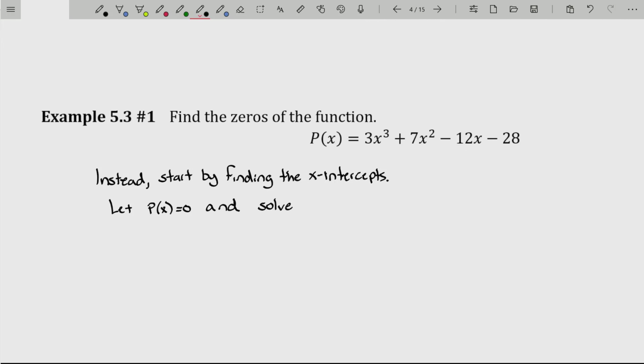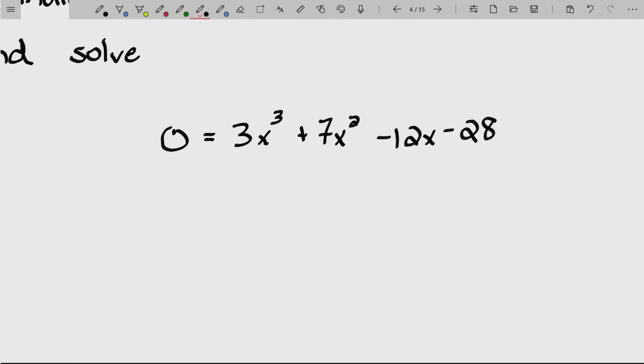So let's go ahead and do that. I'm going to let the left-hand side equal 0. We have 0 is equal to 3x cubed plus 7x squared minus 12x minus 28. There are 4 terms on the right-hand side of that equation. So I'm going to do a factoring by grouping. I'll group this together and group this stuff together.